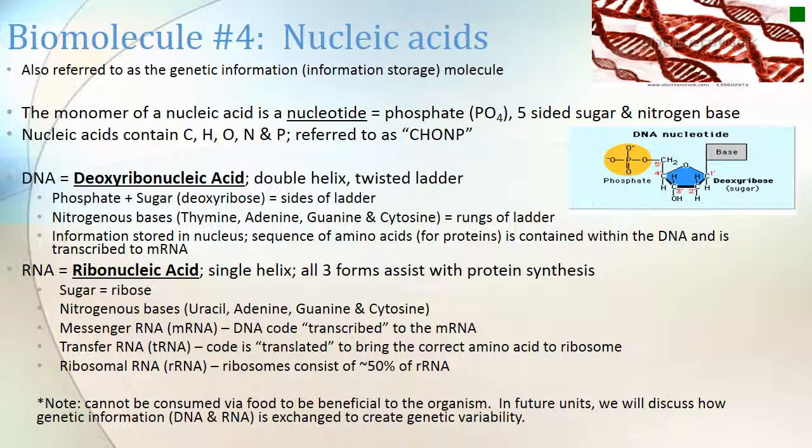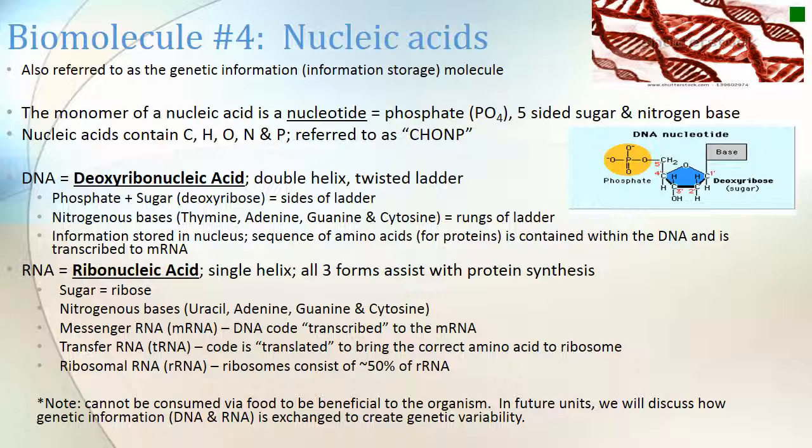But that next step to getting that code transcribed is transcribed to a messenger, that messenger RNA, another nucleic acid. So RNA itself is very similar. The sugar, however, is ribose. So our word association you can understand or relate to is ribonucleic acid. And there's some differences between RNA and DNA. One of those being that RNA is a single helix. And it has three different forms. Those three forms assist with protein synthesis.